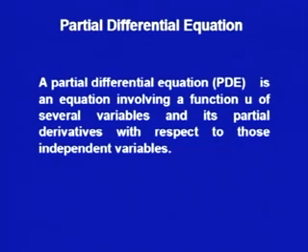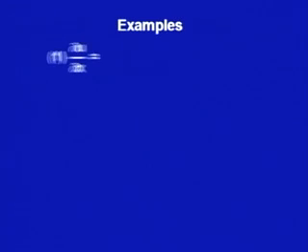So, as in ordinary differential equations, we had an unknown function which we denoted by y, and one variable that we denoted by x. Here we may have more than one independent variable, which we will denote as x, y and t, and so on, and the unknown function as u. Let us see some examples of partial differential equations.